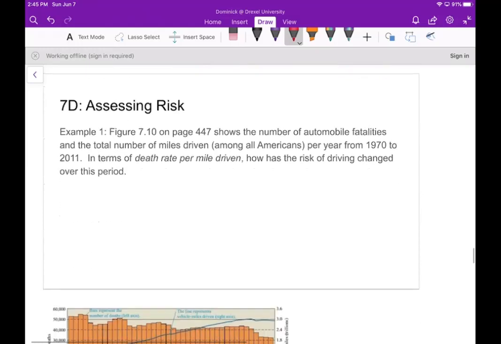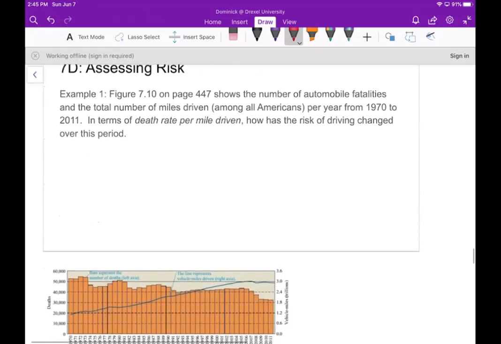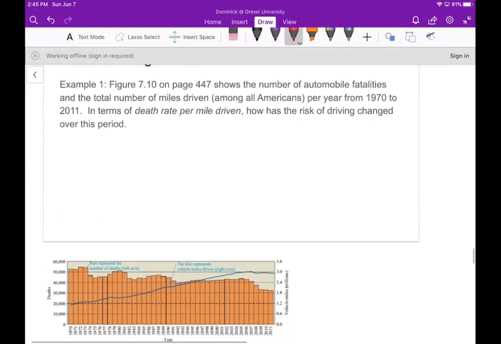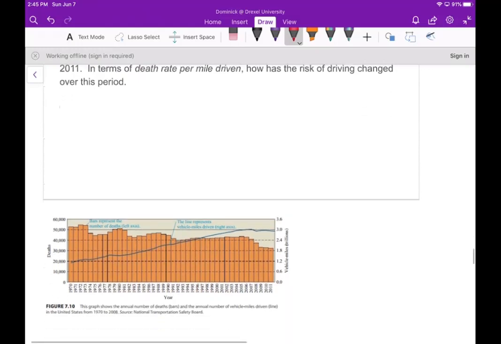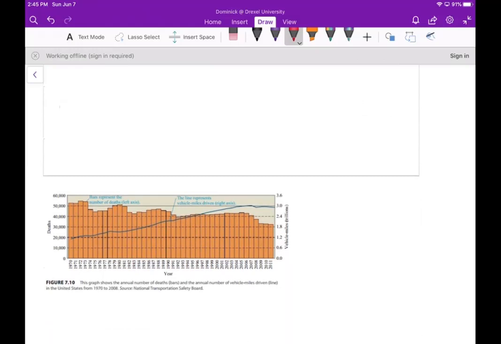Okay. Now, a figure in the textbook, which I've copied here, shows the number of automobile fatalities and the number of miles driven among all Americans per year from 1970 to 2011. In terms of death rate per mile driven, we want to look at how the risk of driving has changed over this period. The vertical bars represent the number of deaths, so you can see that in general, they're sort of decreasing.